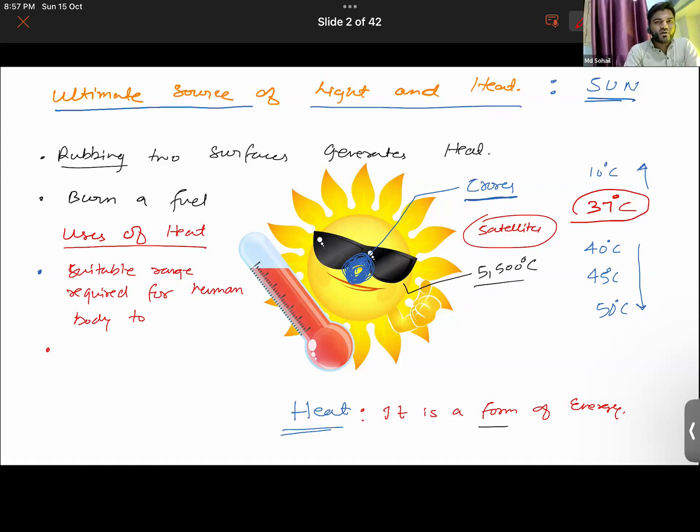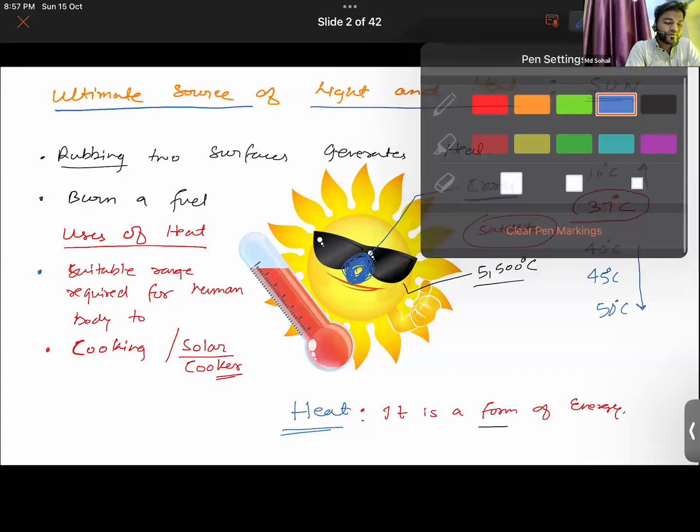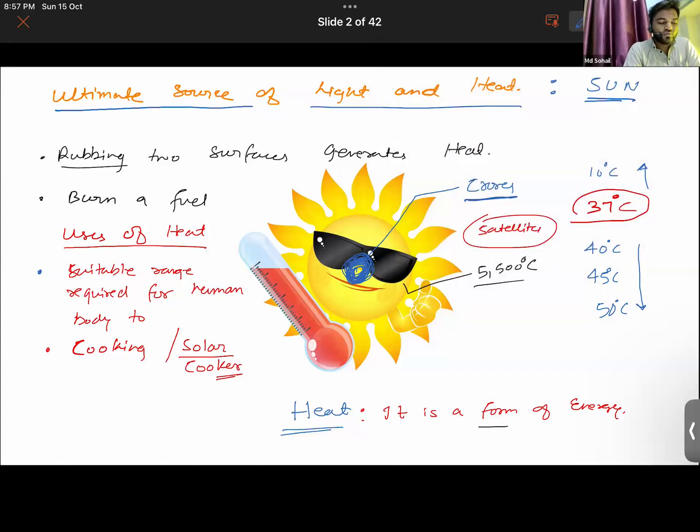Any form of heat, any type of heat. For cooking purposes, we will be using it now. For cooking, we have, for example, solar cookers also. We have the example of a solar cooker, right? Yes, sir, we have a solar cooker also. हमारे पास solar cooker भी है. Okay, solar cooker. What is it, sir?